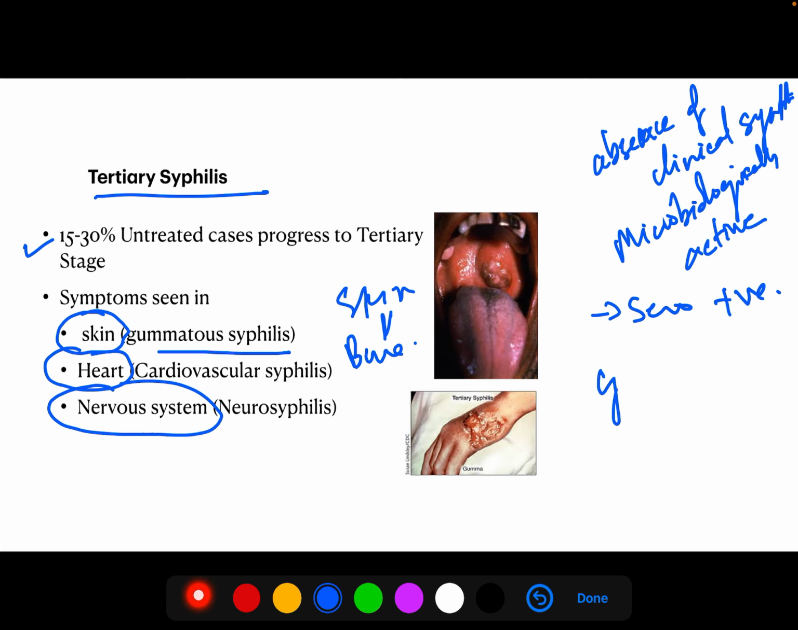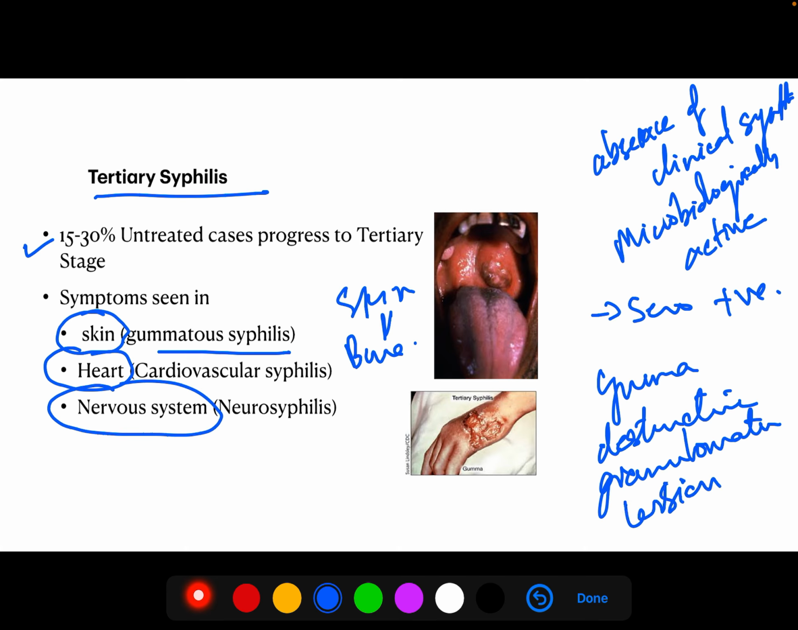that is gumma, is the destructive granulomatous lesion, which could occur on any of the organs, but it is mostly seen on skin and the bones. You can see it over here.